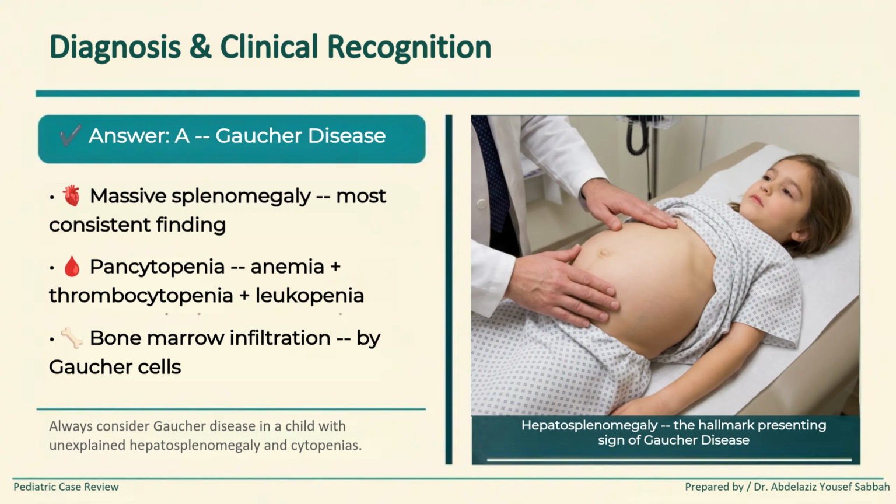In Gaucher disease, lipid-laden macrophages called Gaucher cells infiltrate the bone marrow and the spleen, which produces both the organ enlargement and the low blood counts. Acute leukemia would usually show blast cells. An Epstein-Barr infection has an acute course with atypical lymphocytes, and biliary atresia presents in early infancy with jaundice. The clinical lesson is to always consider Gaucher disease in a child with unexplained hepatosplenomegaly and cytopenias.